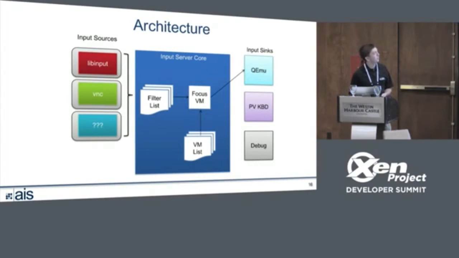So for the input server, it's kind of a clear distinction between your input sources and then your input sinks. So mainly right now we're using libinput. You can plumb in another input source relatively easily. I would say it's probably 150 to 200 lines of code to throw another input source in there. So if you prefer, say, evdev, or if you wanted to add a VNC source, that's not a tremendously big problem.